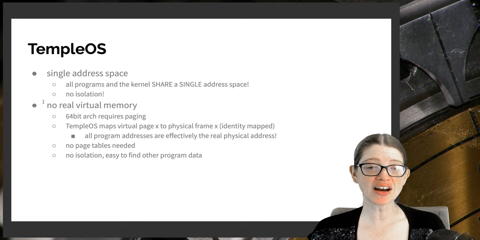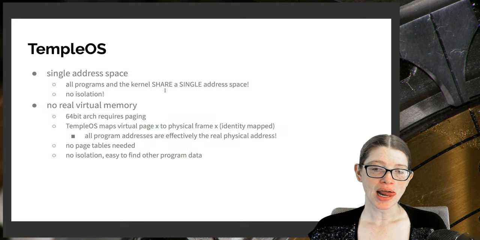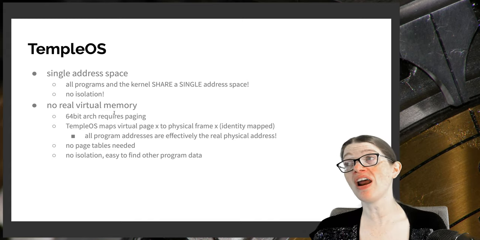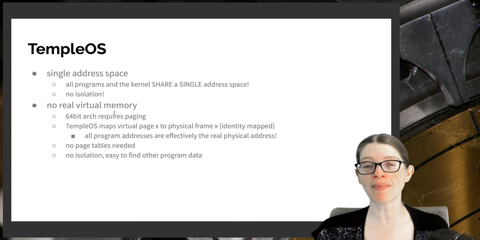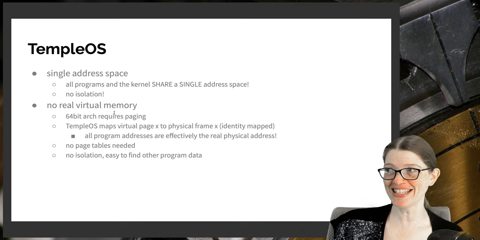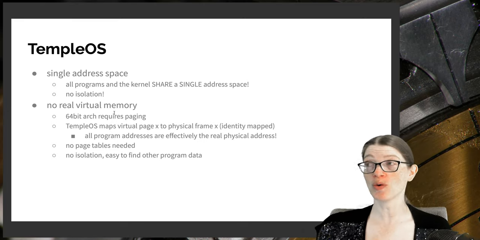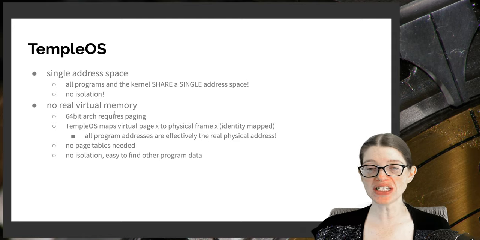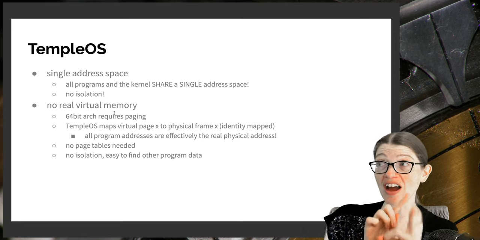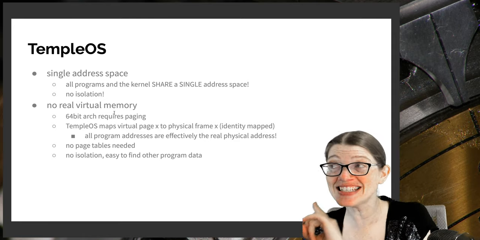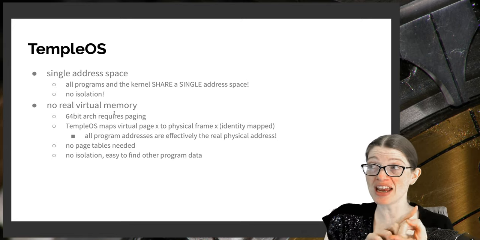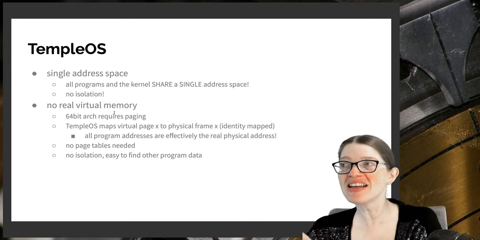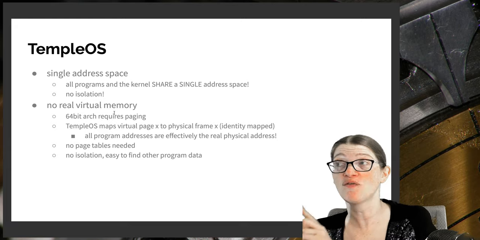The other thing is there's no real virtual memory. Even though the 64-bit architecture that this was built for does require paging, so it does use an MMU, TempleOS had to therefore create a page table system. So again, this is where the architecture is dictating a design decision to the OS. Because the architecture uses a paged MMU, the OS must do something for that.